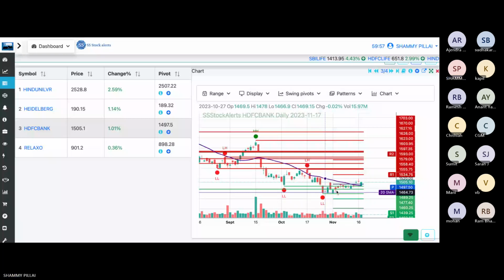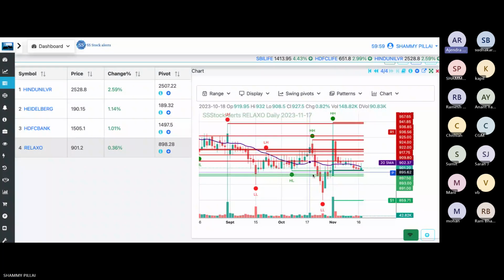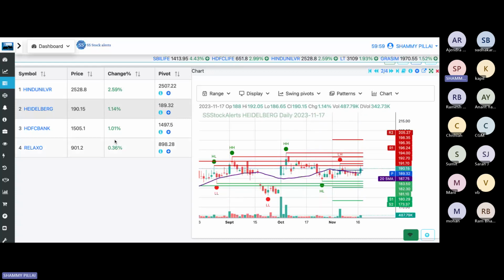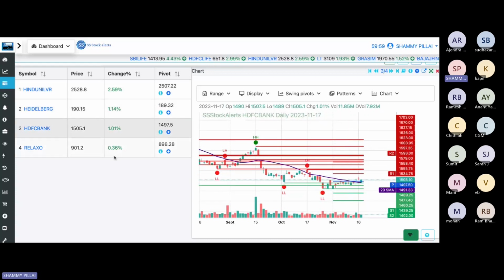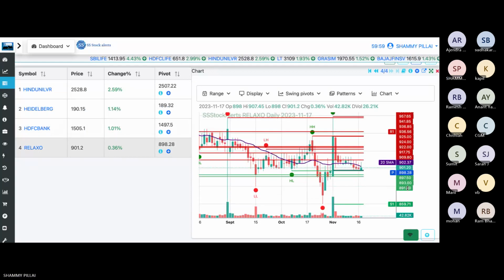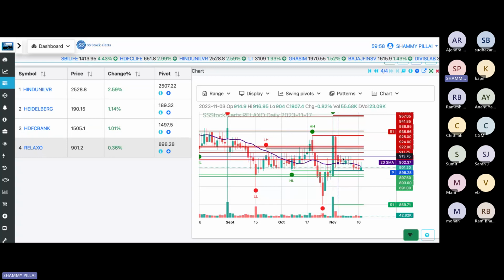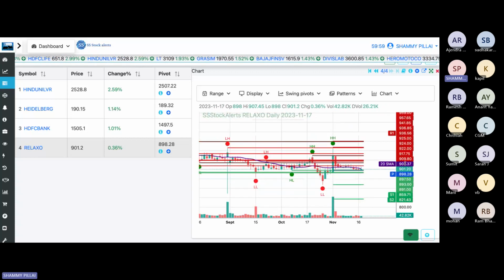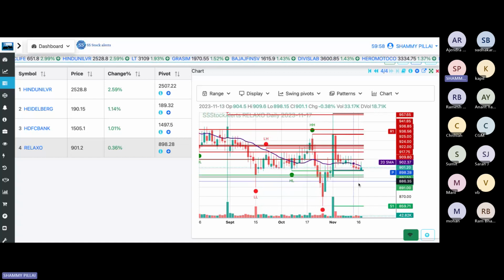Relaxo is the same. See, this is a difference. This is crossing from below. This is crossing from below. This is crossing from below. Relaxo is crossing from the top. You can see the structure. It is crossing down. This we need to see, because this can be a pullback. But never trade in this kind of stocks, because it has to come down.